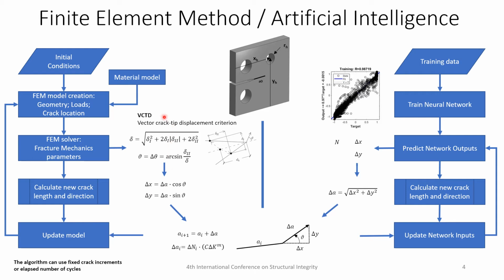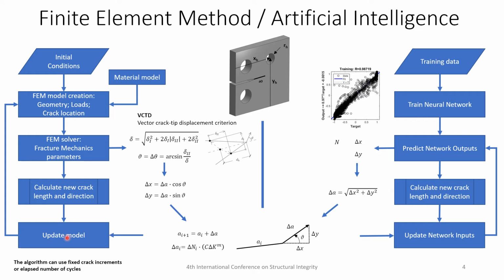In this case, we are using the vector crack tip displacement criterion that considers the crack opening in the normal and the shear mode directions to calculate the crack propagation direction, and we use this direction to calculate the new crack position and the fatigue life to update the model. But this is a very time-consuming and resource-consuming problem.